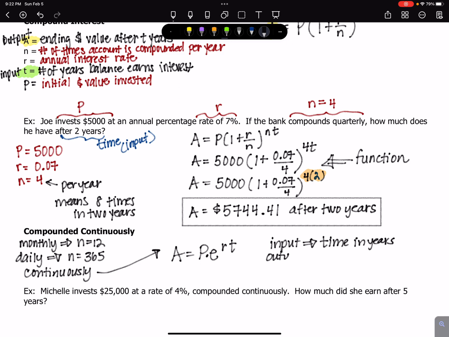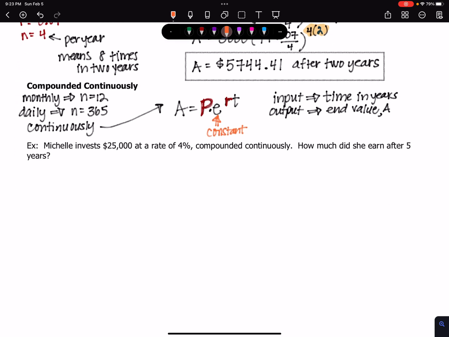The output is the end value, A, after T years. And then our parameters, the values that we're going to be given in the problem, will be the initial investment and the interest rate. And then of course e is a constant. That's a constant. Its value never changes. It's about 2.718. So here we have Michelle invests $25,000 at a rate of 4% compounded continuously.